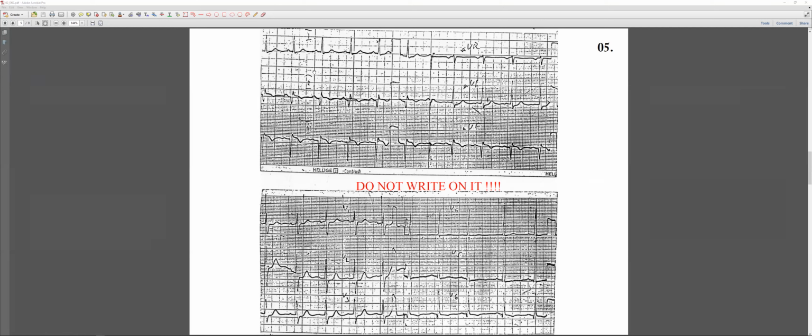The P waves are present. Yes. So sinus rhythm. Okay. PR interval looks okay. All right. QRS complexes look also okay.